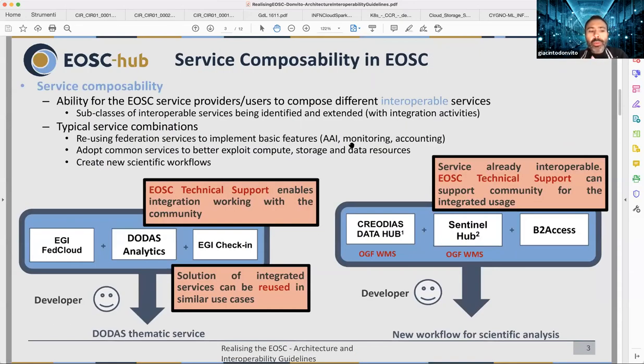Just to make some very quick examples, we have already different examples of those activities. For example, there are thematic services already in production that are made of different EOSC services already available, joined together in order to provide more complete and easy-to-use high-level services, for example for data analytics, like the DODAS thematic services. Or even at a higher level, if you already have usable services in a specific community context, like the Earth observation environment, you may compose those services together to have a more advanced scientific workflow ready to use instead of writing everything from scratch.